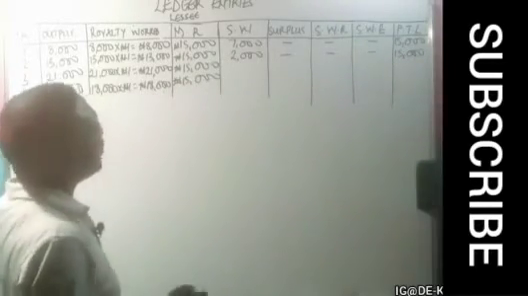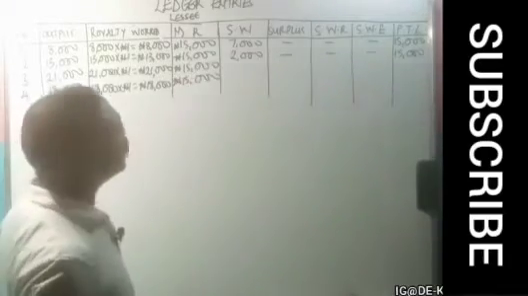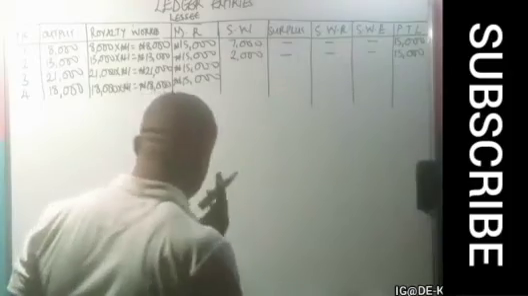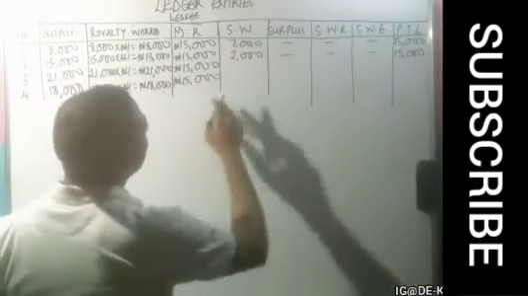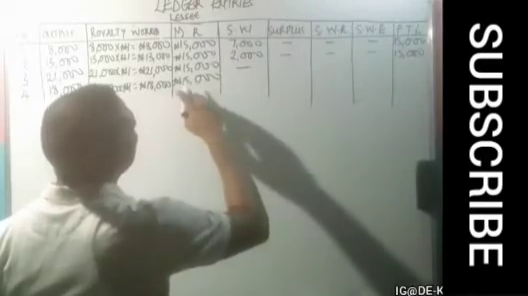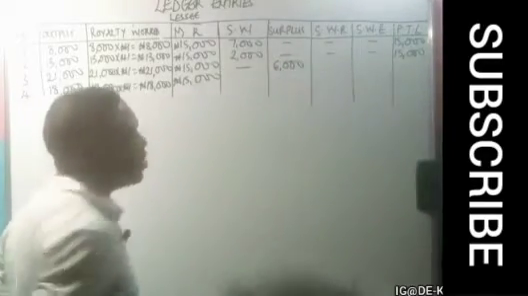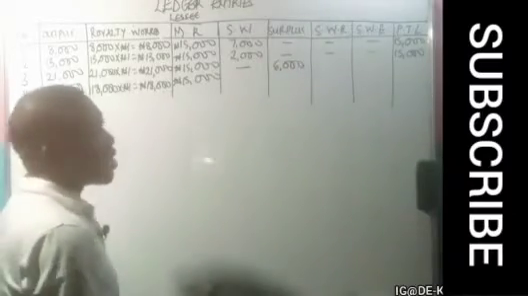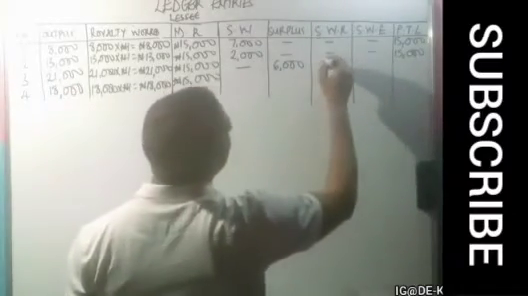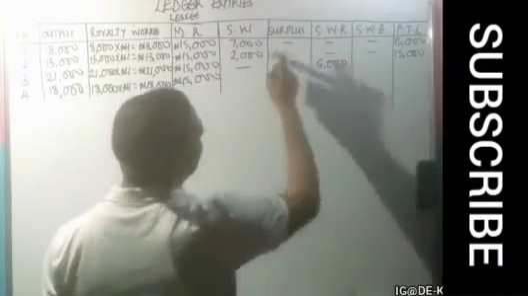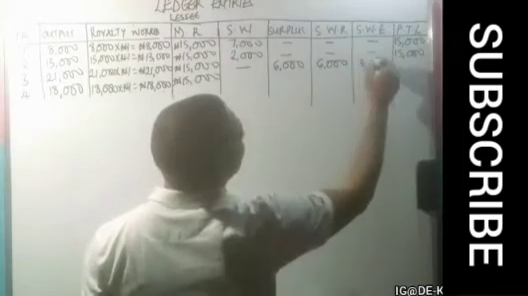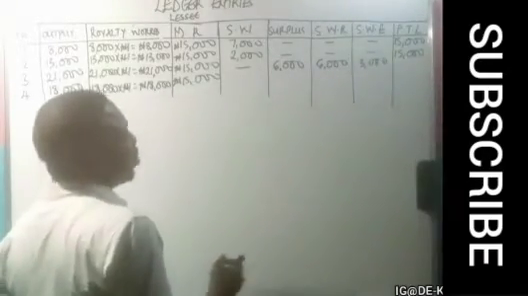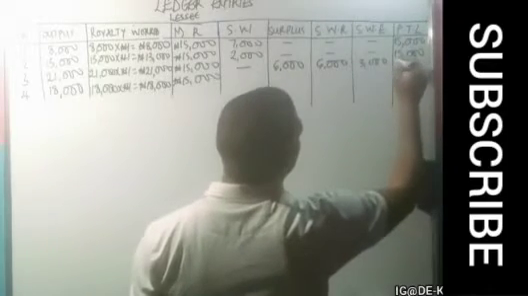Now the third one, they had 21,000 and the minimum rent is 15,000. So it means that there's no short workings, but they have surplus of 6,000. Now if you check in the question, they said with a stipulation to recoup short workings over the first 3 years. Now this is the first year, the second year, the third year. So we can recoup at this point. So they're recouping 6,000, but the short workings is 9,000. It means the elapsed is 3,000. So now payment to the landlord is still 15,000.